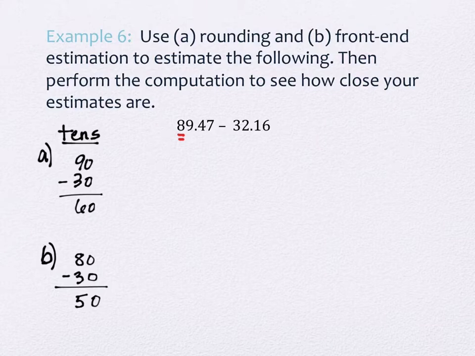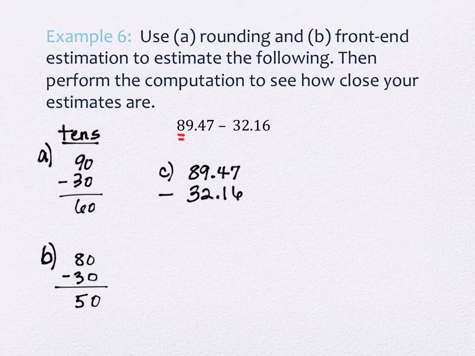Okay? The problem then asks us to perform the computations to see how close your estimates are. So we're going to actually subtract these. I'll call it part C. Okay, I lined up my decimal points, right? So what would I subtract first?